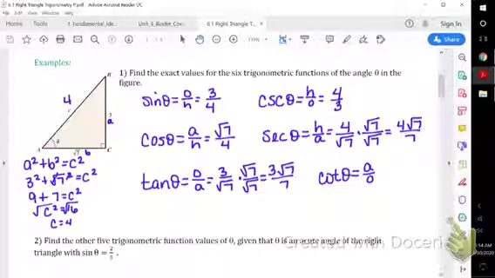Alright, so I'm just going to look at my triangle there. My adjacent is the square root of 7, and my opposite would be 3. And so there are my 6 trig functions.